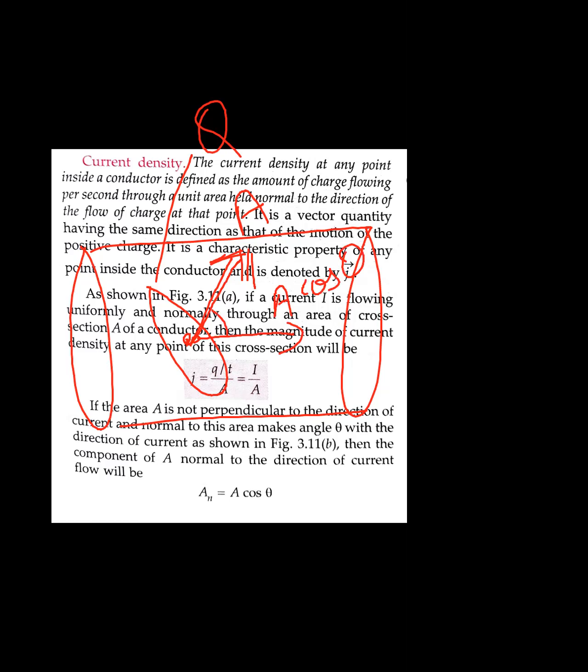Now this area is a vector quantity, so we can resolve the area vector A into two components. Suppose the angle between your x-axis and your area vector is theta. The component along the x-axis is A cos theta. Similarly, there would be a y component and that would be A sin theta.